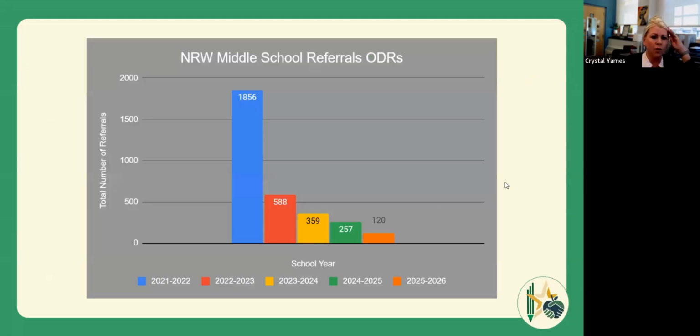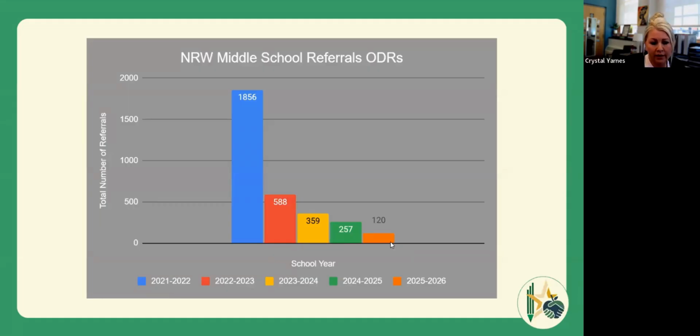So I wanted to show kind of the data for our building. This is based on our office discipline referrals. As you can see, in 21-22 we had 1,856 referrals. And then in 22-23, this is when we first implemented CCR. We ended the year with 588 referrals. 23-24, 359. 24-25, 257.